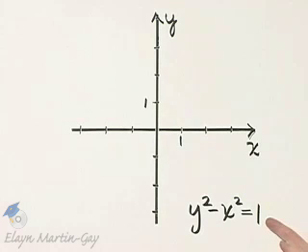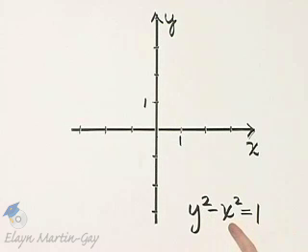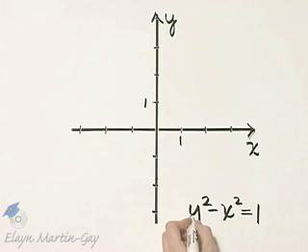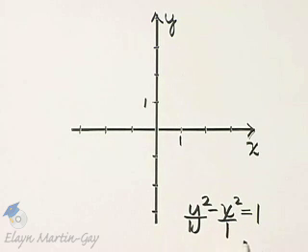Let's graph this conic section, y squared and x squared. This is a difference of those terms, so this is a hyperbola. If you'd like to write it in that standard form, you can write this as y squared over 1 minus x squared over 1, because there already is that constant of 1 on the right side.